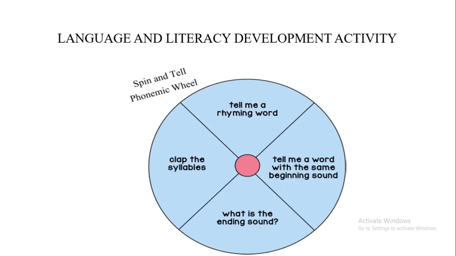If you look at this graph, you can see language and literacy development activities, where you can see some of the activities that can be done. For example, you tell me a rhyming word, and tell me a word with the same beginning sound. What is the end sound? Clap the syllables, and a spin and tell wheel like this will make language learning interesting for the children.